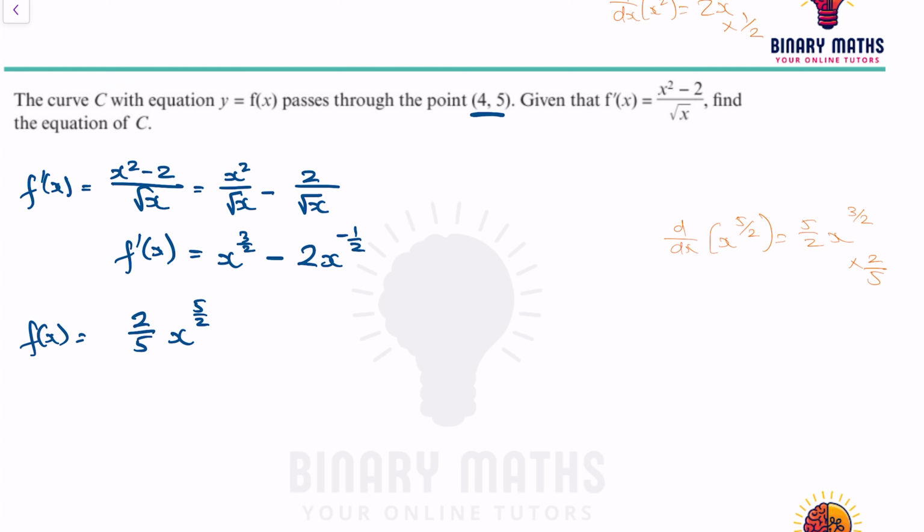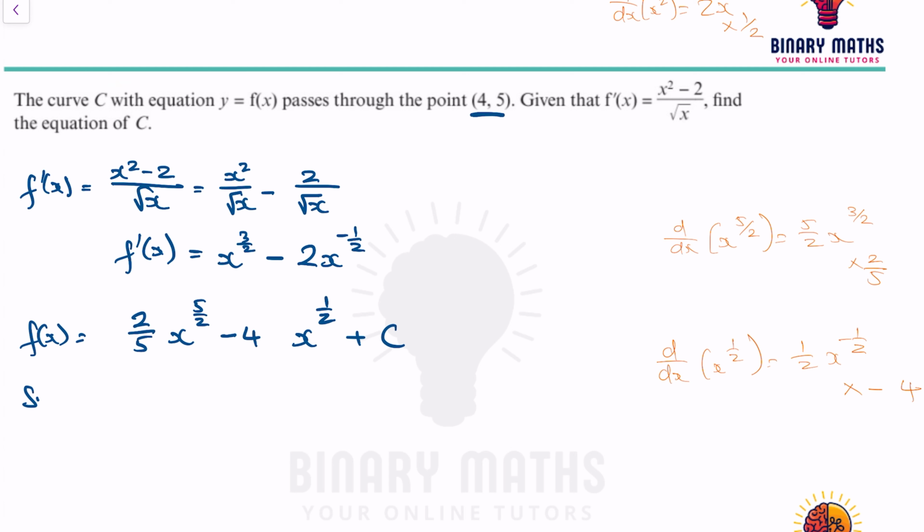The second term is minus 2x to the minus a half. So when I integrate it or find the antiderivative, I need to increase the power, which is to the power of a half. If I do d dx of x to the power of a half, I get half x to the minus a half. But I didn't want half, I want minus 2. So I need to times this by minus 4, because half times minus 4 would give me minus 2. So it'd be minus 4, and then plus c. Don't forget to plus c always.